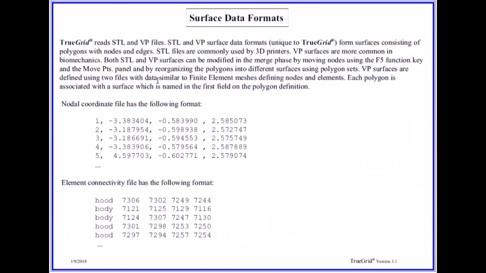The file format is called STL for STereoLithography, or Standard Tessellation Language. It's commonly used in 3D printing. The STL format has been widely adopted and standardized. TrueGrid imports these files and treats them like any other surface.